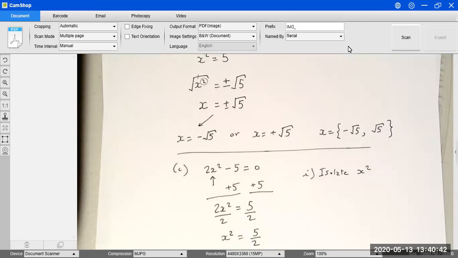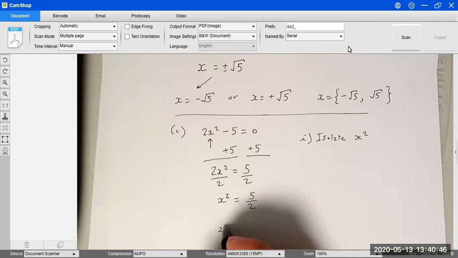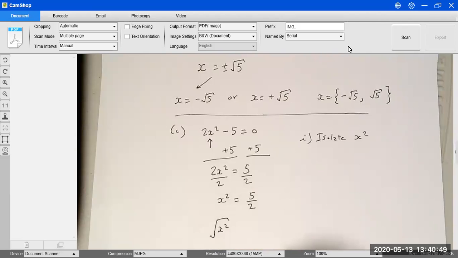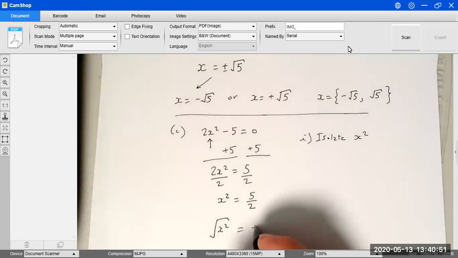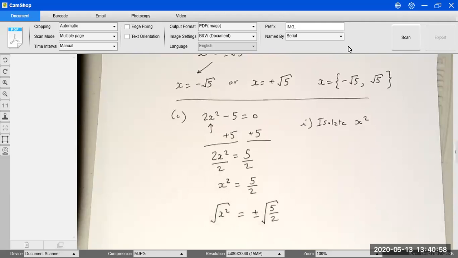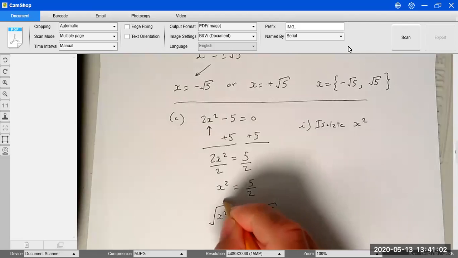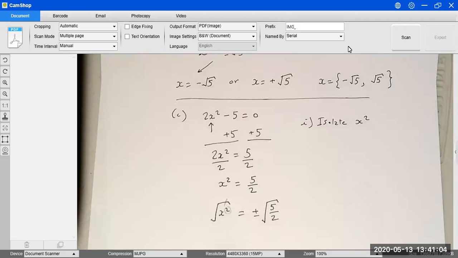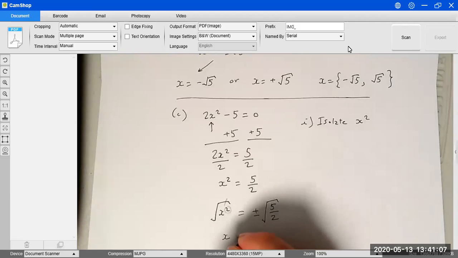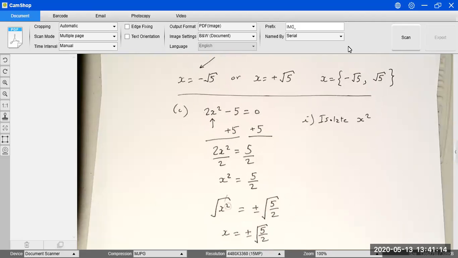Now we're going to take the square root on both sides of the equation. So we're going to have the square root of x squared on the left-hand side, equals plus or minus the square root of 5 over 2. On the left-hand side, we get just x, because we can cancel the exponent and the radical. So the final answer is x equals plus or minus the square root of 5 over 2.